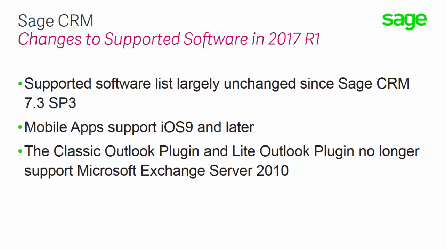We've introduced support for iOS 9 and we've been testing on iOS 10, and it's important to note that the Classic Outlook plugin and Light Outlook plugin are no longer supported within systems using Microsoft Exchange Server 2010. Now, that's actually down to a policy that we have, which is Sage CRM doesn't support Microsoft products that have reached mainstream support end date. And Microsoft support for Exchange 2010 ended on the 13th of January 2015. So when Microsoft stops supporting a particular product, that's when we'll stop supporting that product as well.